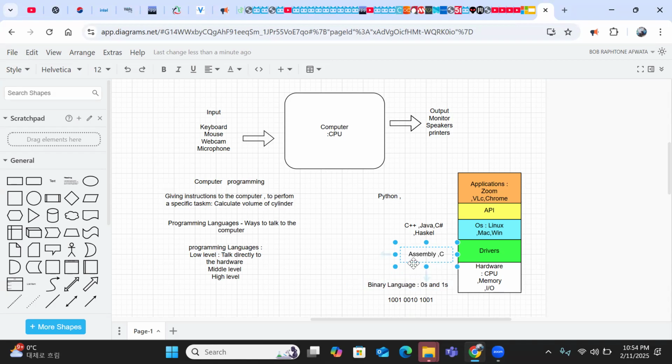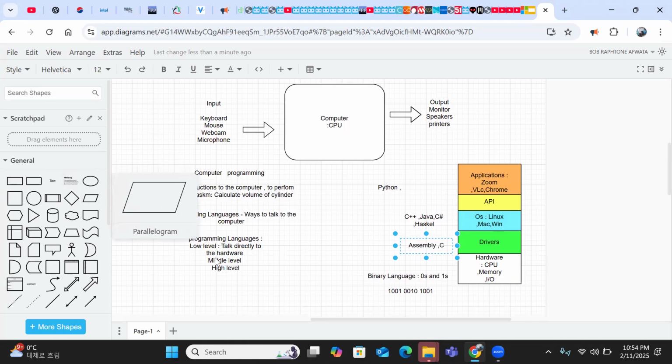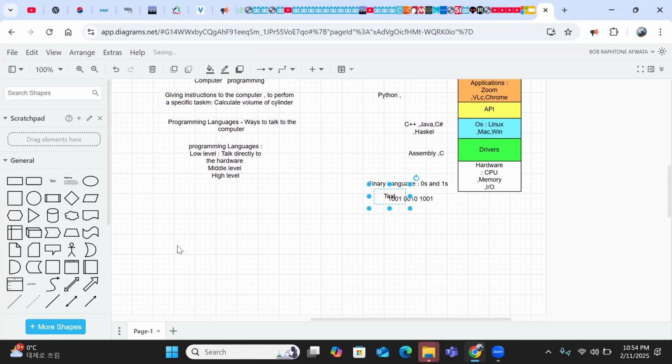You write something in assembly language or C language, then the assembler and something called a compiler will convert it to binary language, and the computer will now understand it. Okay, and then in the middle here, we have what is called the compiler. So there is a special program which is called a compiler. I will write it down here.